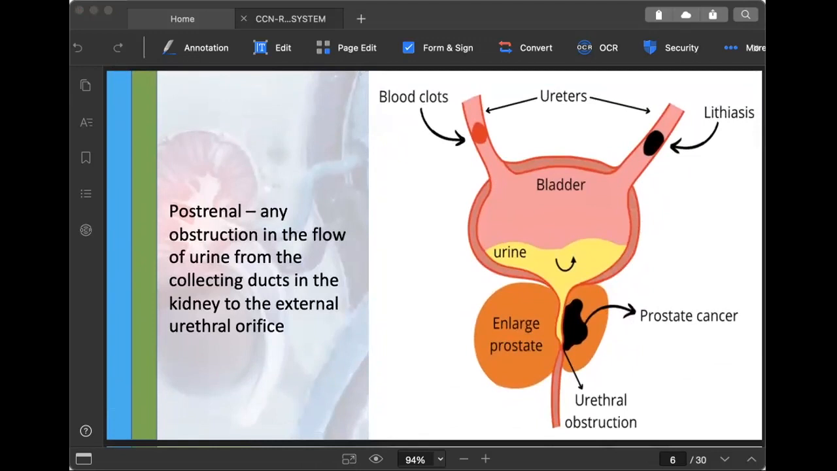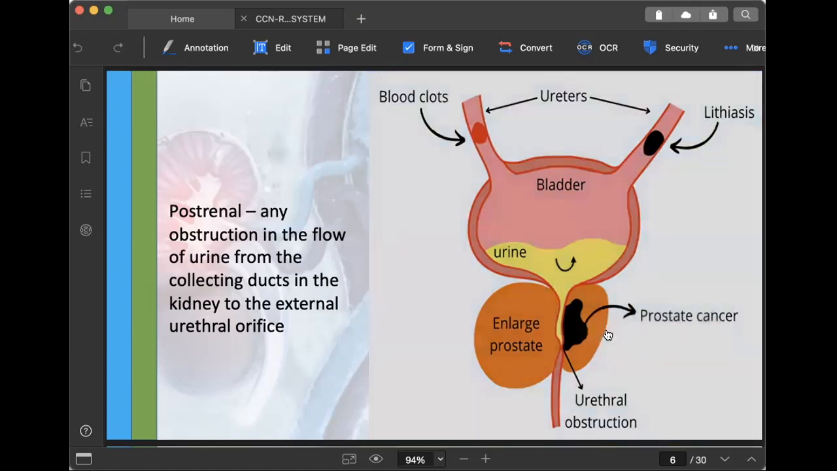So how about your post-renal? Now, this is any obstruction in the flow of urine from the collecting ducts to the internal and external urethral orifice. As you can see here in this structure, there's already a blockage, an obstruction which limits the natural flow of urine coming out of your body. On this space, there's a blockage, which eventually hinders the expulsion of the waste products. It can also increase the pressure on the kidney because of the blockage.